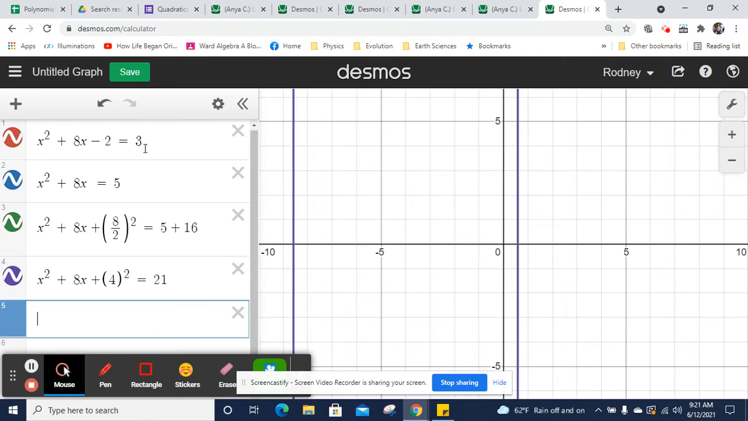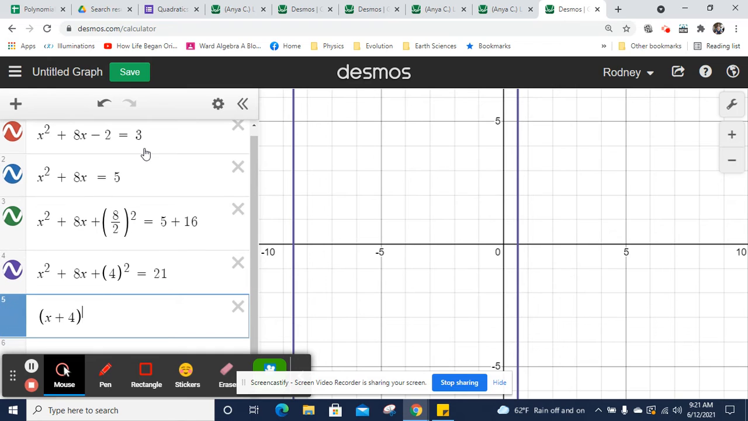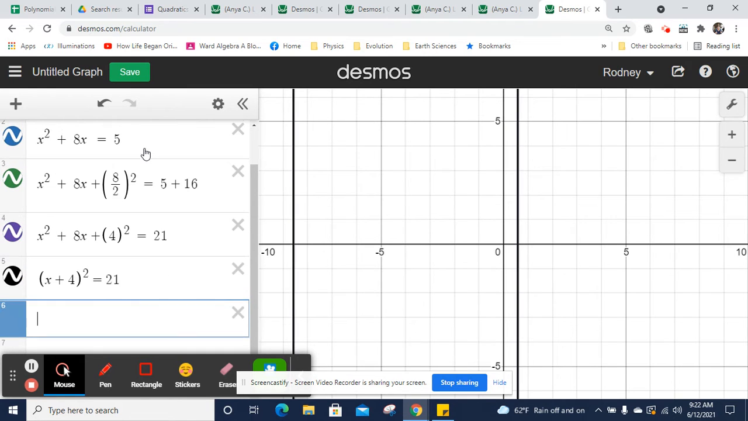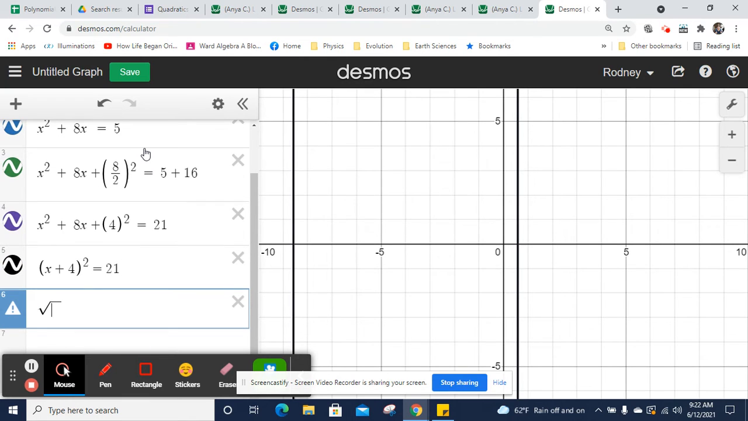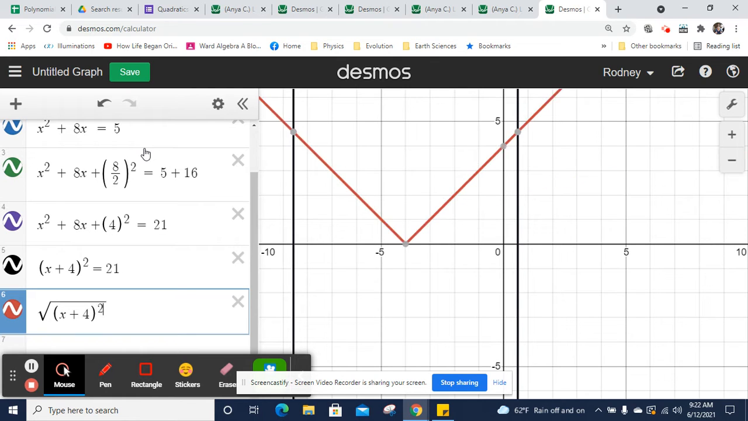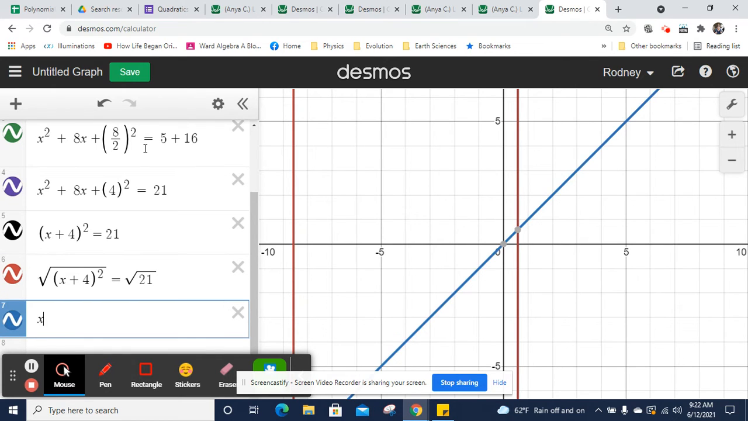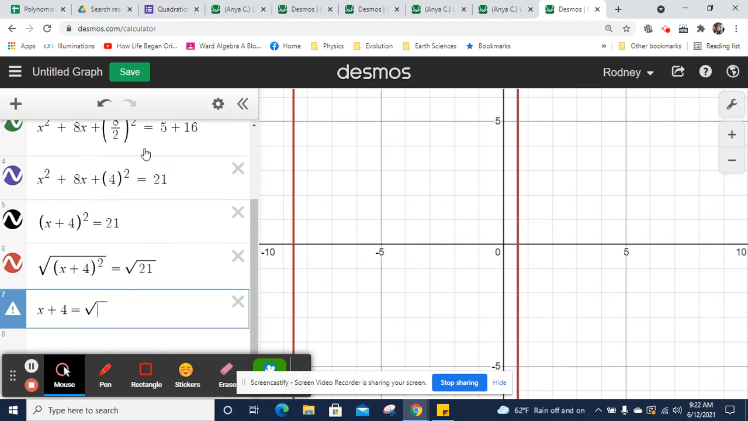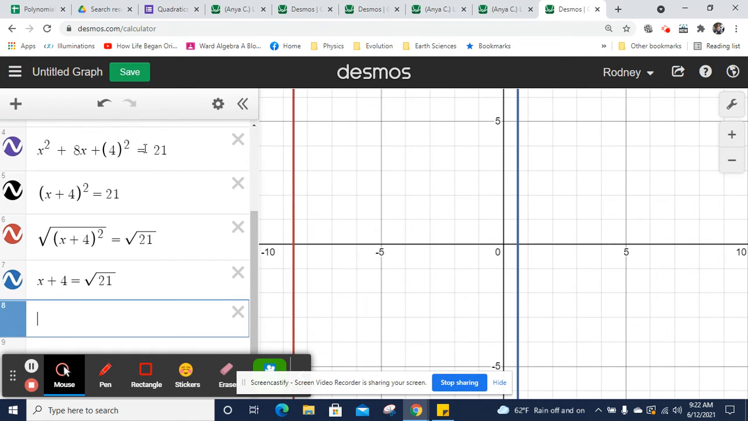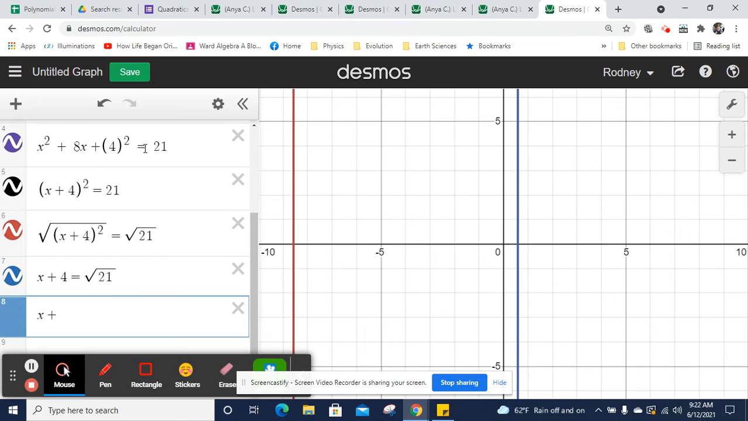Now I'll factor the left side. So the left side becomes x plus 4 squared equals 21. Then I need to get the square root of both sides. So the square root of x plus 4 squared equals the square root of 21, which will be a plus and minus square root and is not reducible. You do not have any perfect squares contained in there. So I get x plus 4 equals the square root of 21, and I also get x plus 4 equals negative the square root of 21.